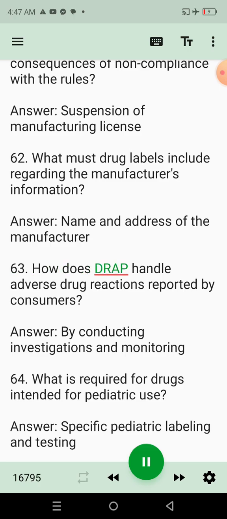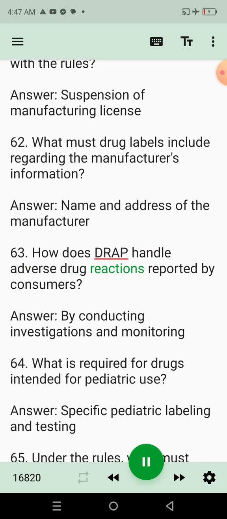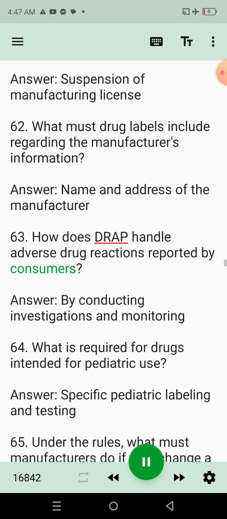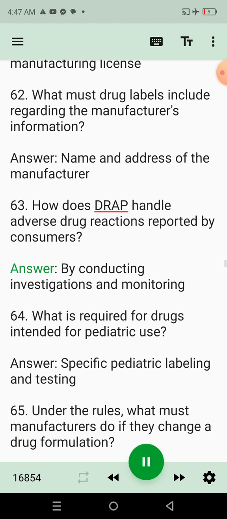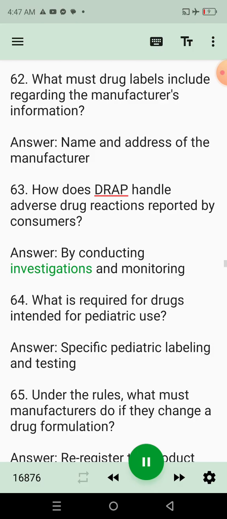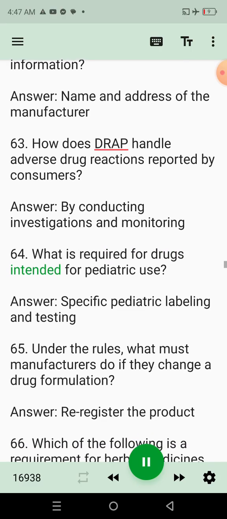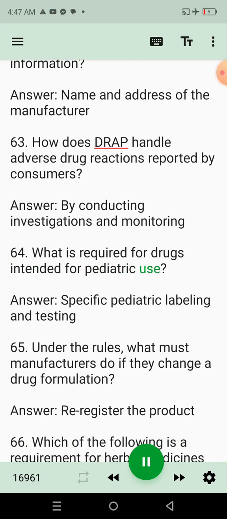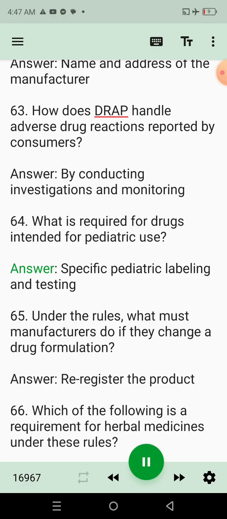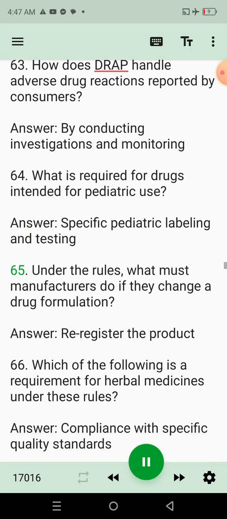63. How does DRAP handle adverse drug reactions reported by consumers? Answer: By conducting investigations and monitoring. 64. What is required for drugs intended for pediatric use? Answer: Specific pediatric labeling and testing.